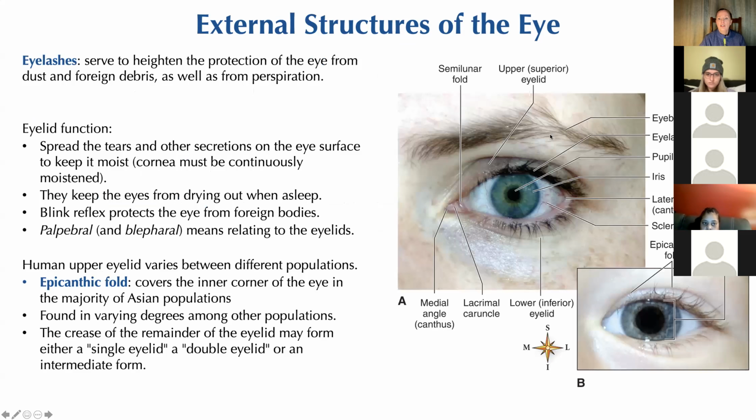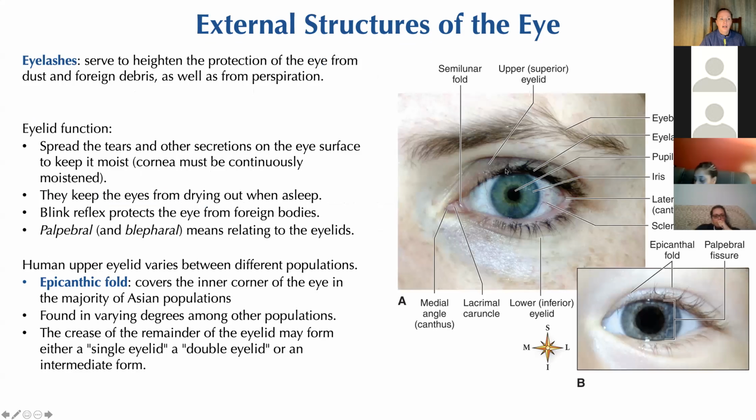All right, so here you can see the eyelashes and the eyebrows, and they serve basically a protective function. They'll keep out all that foreign debris and also capture your perspiration so it's not dripping in your eye. If ever you've worked out really hard and had some of your really salty perspiration get into your eye, it kind of stings and burns. I'm sure some of you have had that happen before.